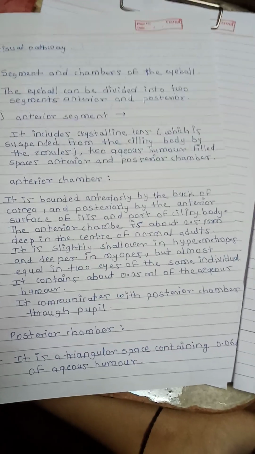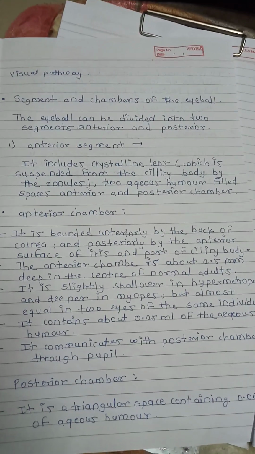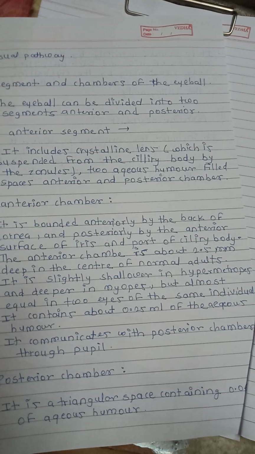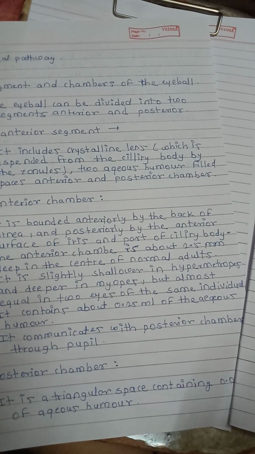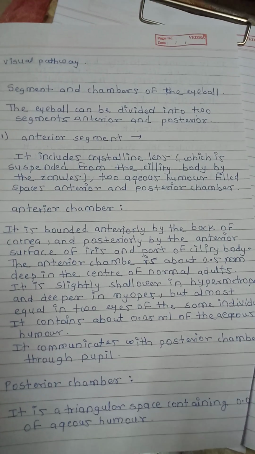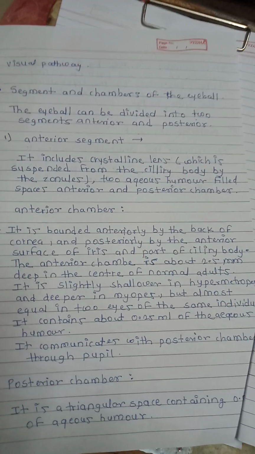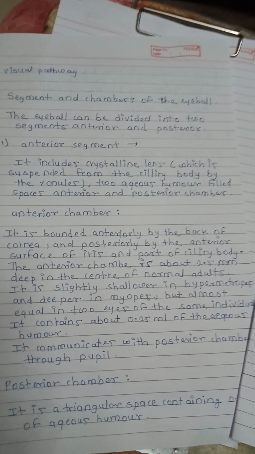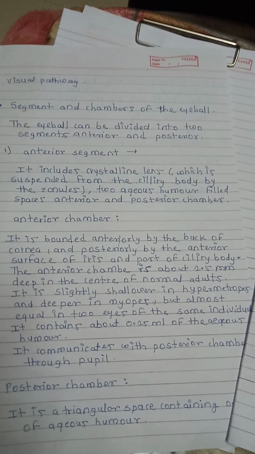It is slightly shallower in hypermetropes and deeper in myopes, but almost equal in the two eyes of the same individual. It is shallow in hypermetropia, a condition in which we cannot see near objects clearly. It is deeper in myopia, a condition in which we cannot see distant objects. But it is almost equal in the two eyes of the same person.